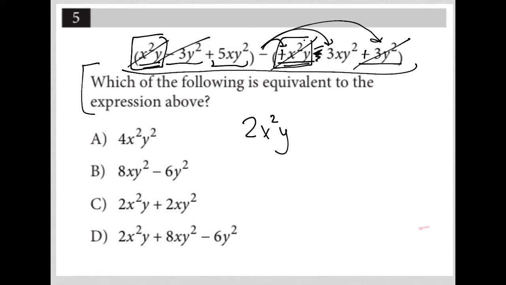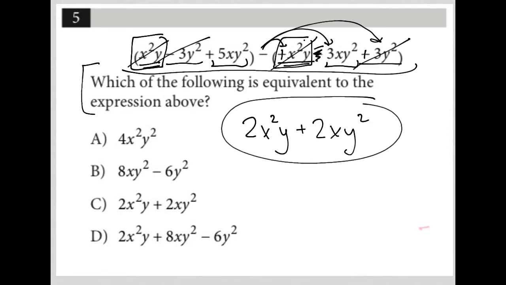And then I have a positive 5xy squared and a negative 3xy squared. So 5xy squared minus 3xy squared is positive 2xy squared. That is the simplified version of the expression we were given. The question says, which of the following is equivalent to the expression above? Well, I've already found that. Again, that's the value of using the simplify strategy. Typically, once you simplify, you've already done what's been asked. So let's look for the answer, and we can see that the answer is choice C.